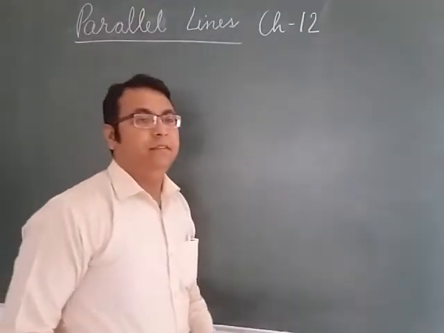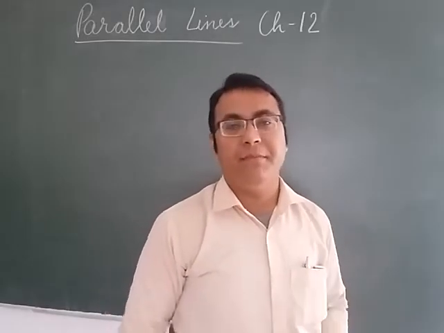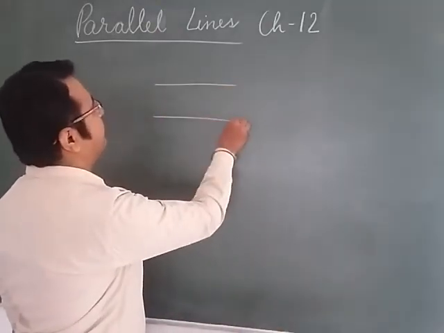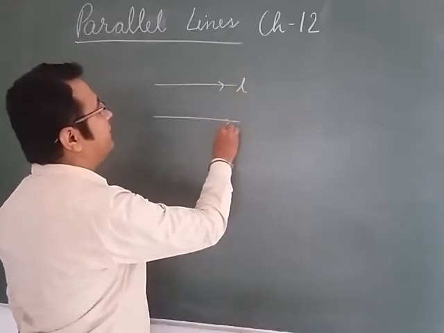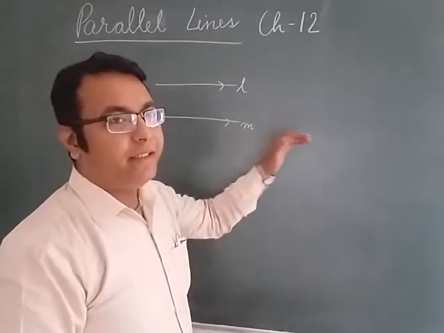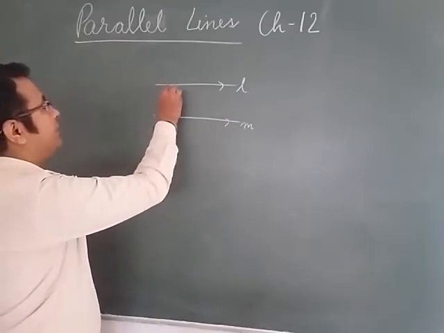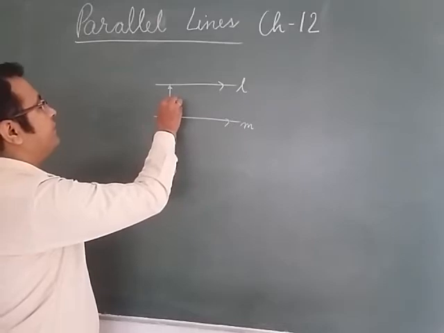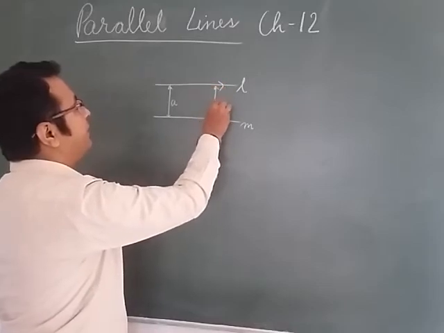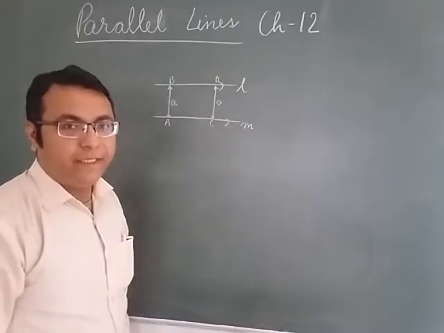Parallel lines are the lines which never meet with each other and the distance between them remains constant or same. For example, if I have two lines, let's say this is line L and this is line M. You can see these lines when they will be extended in either directions will never meet. One more thing, the distance between these two lines will always remain fixed. Let's say if this distance is A, then from here to here also the distance will remain A. If AB is A, then distance CD will also be equal to A.